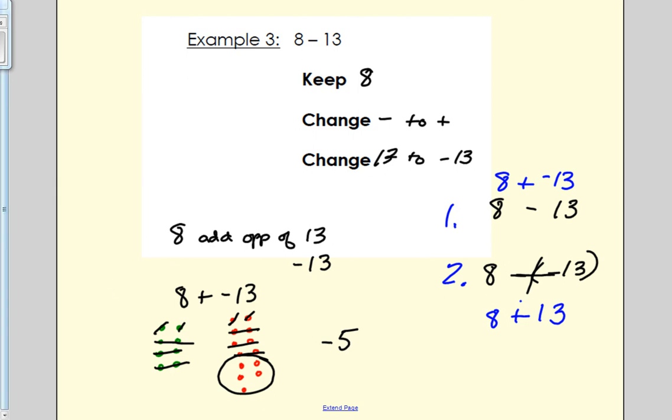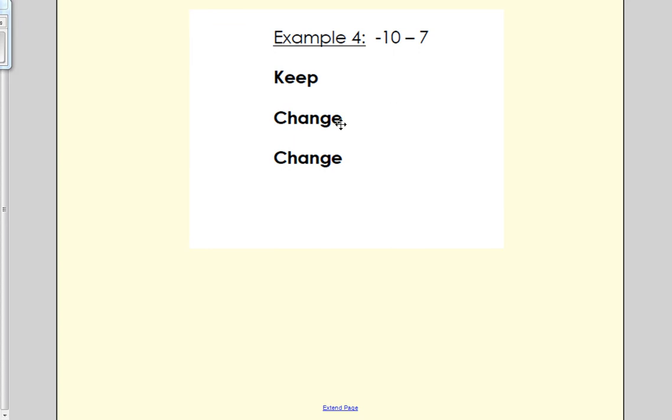You have a few more examples to do over here. You've got 4 through, I believe, 9. A couple of them are word problems. So I want you to try all of those, and we'll see you tomorrow or the next class period, and we'll talk about this a little bit more.